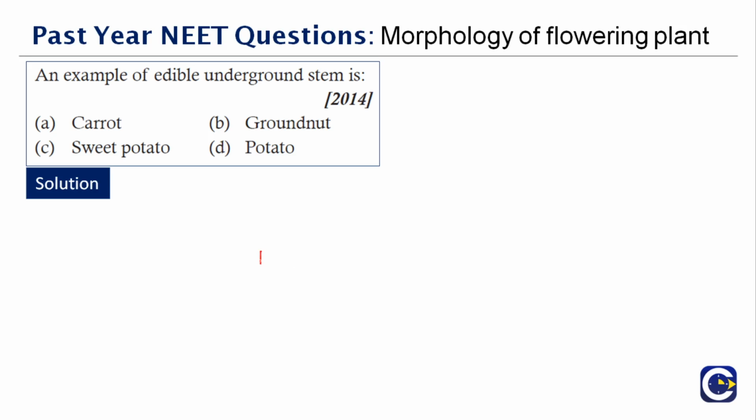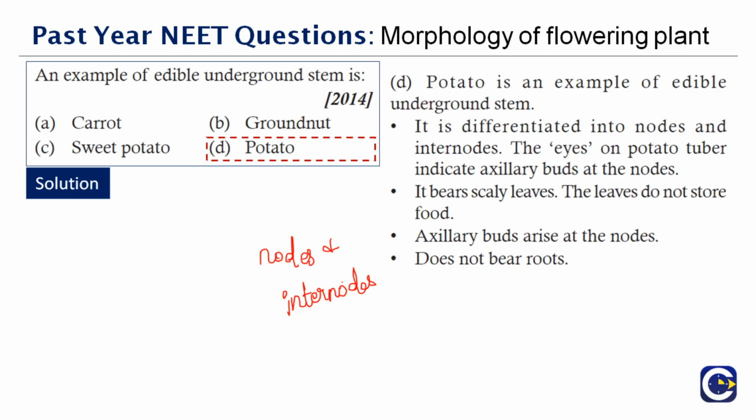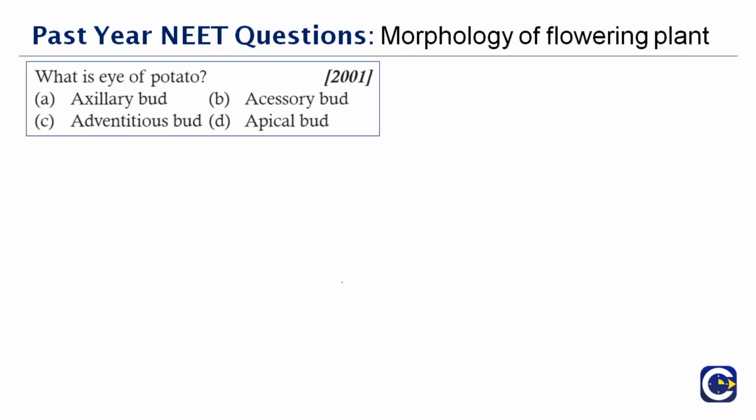It is differentiated into nodes and internodes. We all know that, right? The eyes of the potato tuber indicate axillary buds at the nodes. It bears scaly leaves. The leaves do not store food. Axillary buds arise at the nodes, and they do not bear any roots. So an example of the edible underground stem is option D, potato. Next question. What is eye of potato?